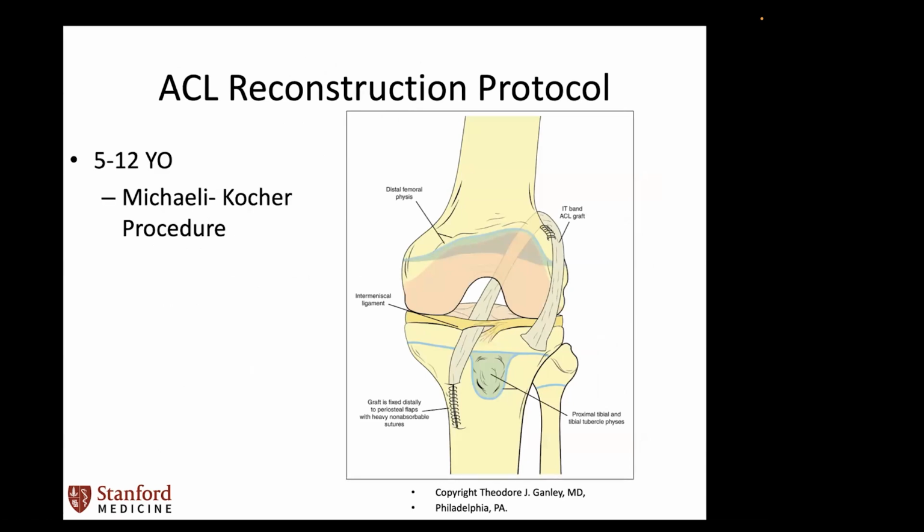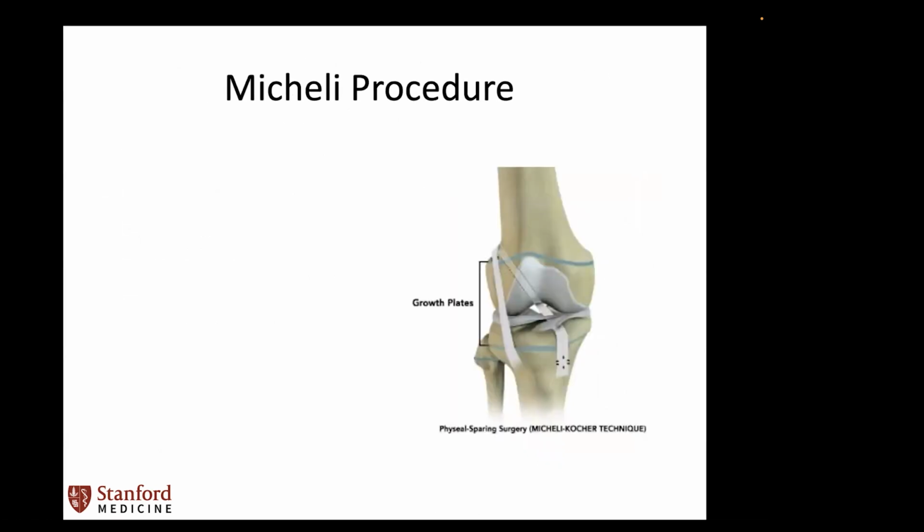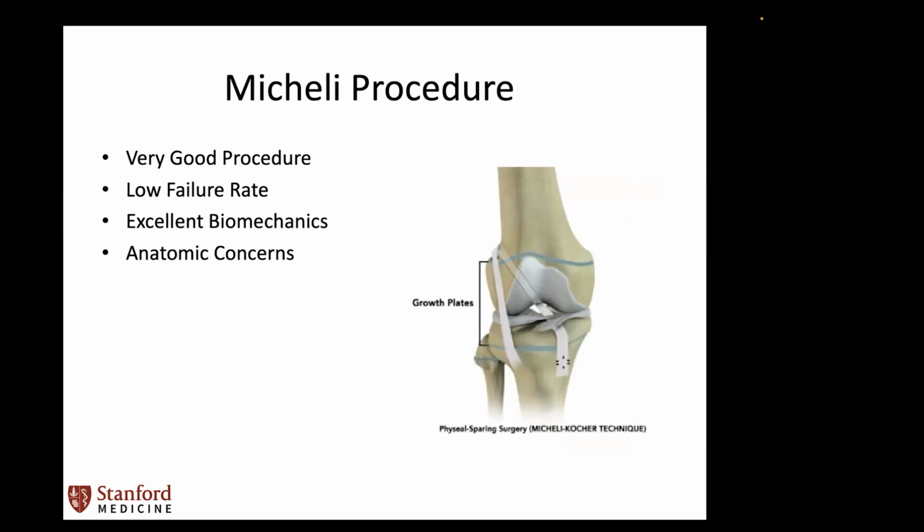Michele Coker, in recognition of the damage to the growth plate, developed this procedure in which he went over the top on the femur and over the top on the tibia, so no drill hole damage whatsoever. So you avoid the physis almost completely. This has been shown to be a very good procedure with a low failure rate and excellent biomechanics, but there are some anatomic concerns about the over-the-top anatomy on the femur and tibia not being very anatomic.